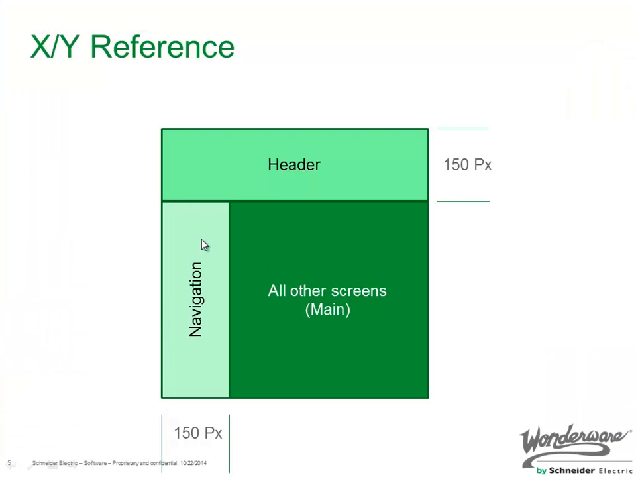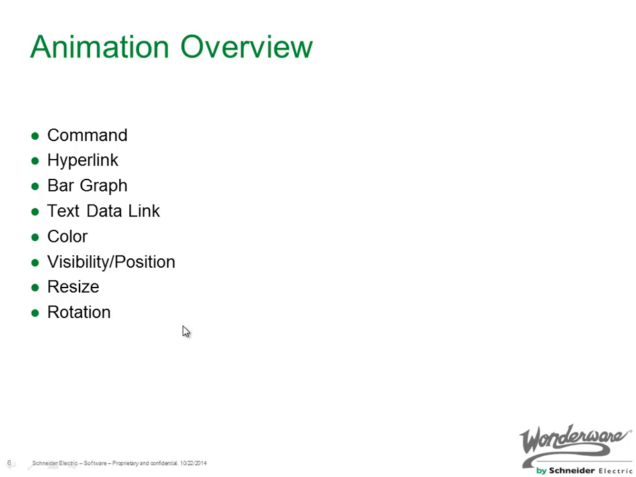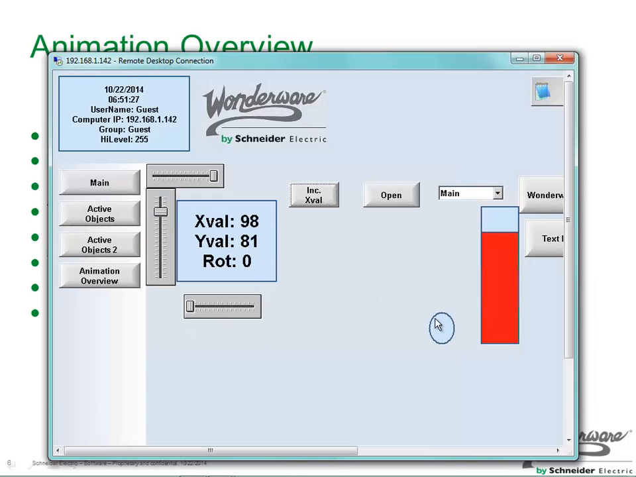Well, let's go back to the PowerPoint. If we remember, we set up our navigation and our header, things like this, but here's the reference point. Up in the upper corner is 0, 0, and X increases in this direction and Y increases in a downward direction. So what we need to do here is adjust for that.